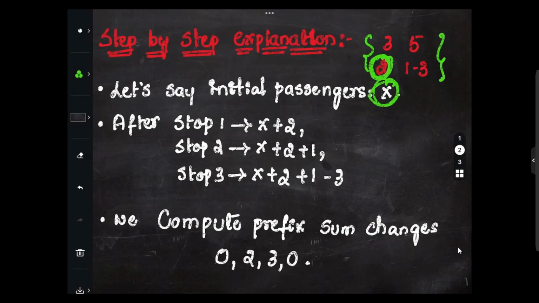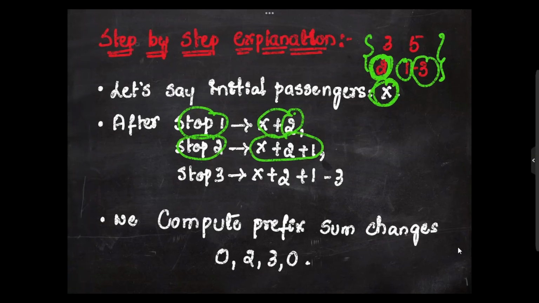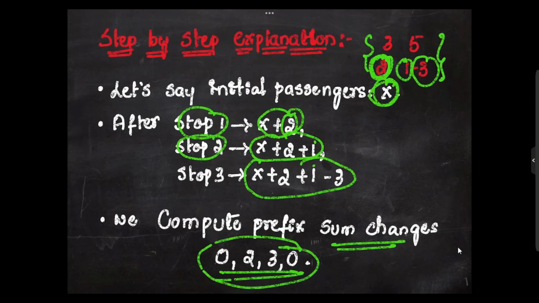So this is after stop 1. It will be x plus 2 at stop 1, and at stop 2 it is x plus 2 plus 1, right? Next we have minus 3. At stop 3 it will be x plus 2 plus 1 minus 3. Accordingly, we will compute the prefix sum. The prefix sum changes will be 0, 2, 3, 0. That's what we got here, right?